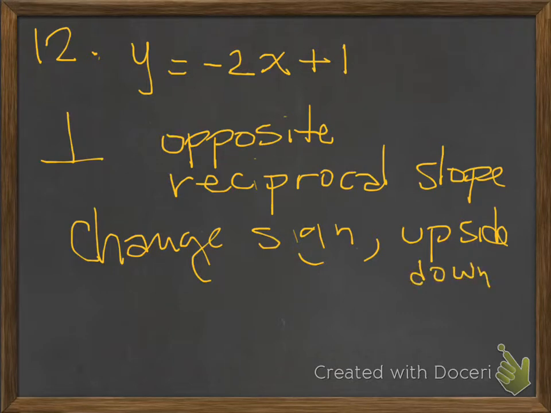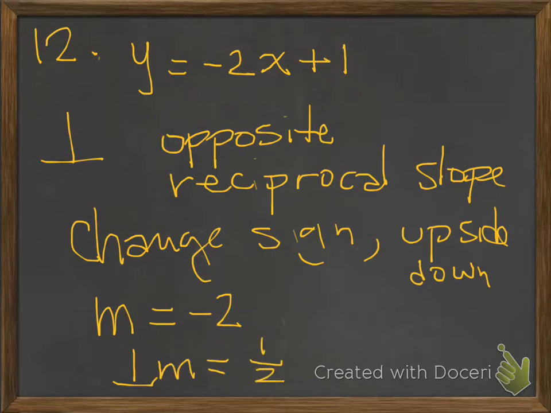So what's the slope of the line given in number 12? Well, that is slope equals -2. If we want the perpendicular slope, we have to change the sign to positive and turn that fraction upside down. You might be saying, what fraction? Well, remember, a whole number is always over 1. So we take -2/1, change it to positive 1/2 for the perpendicular slope.